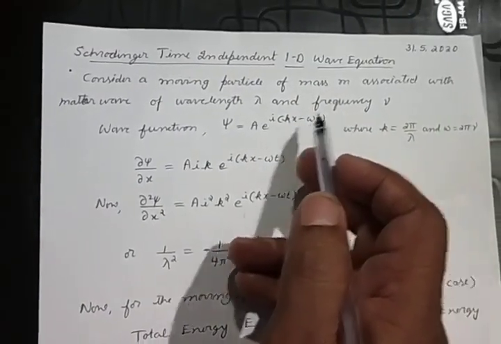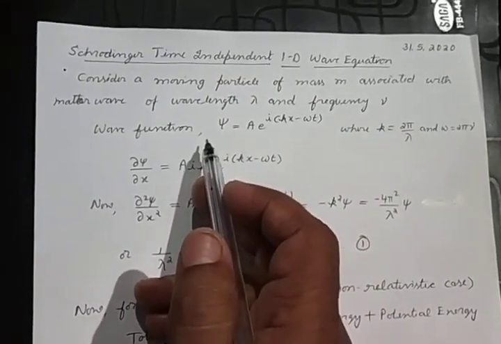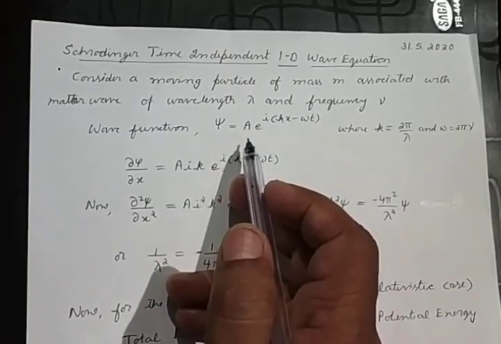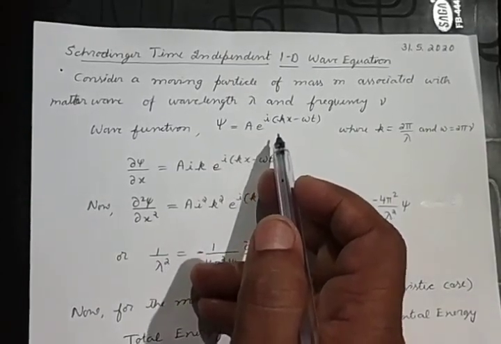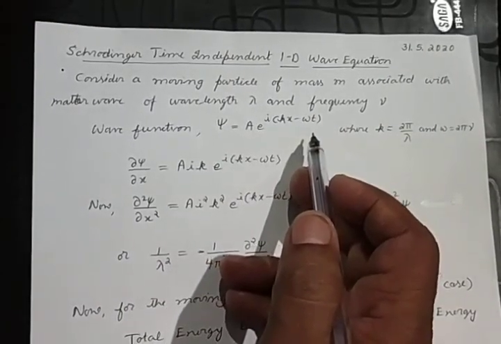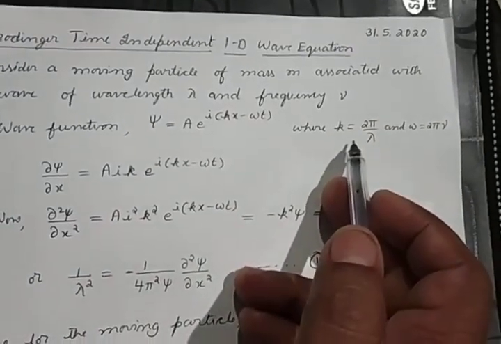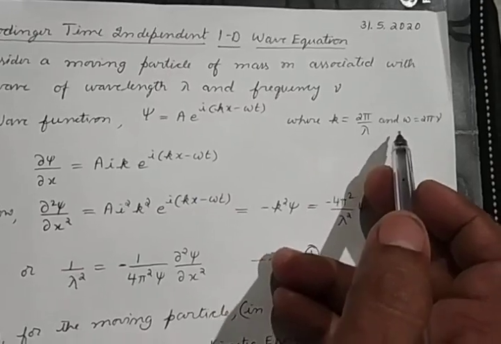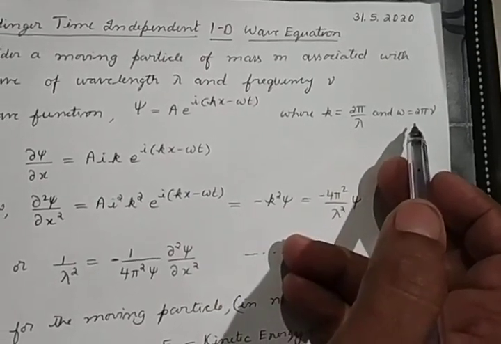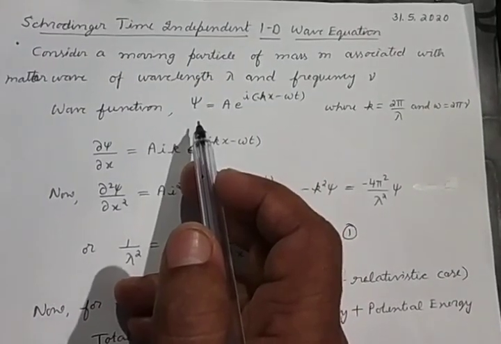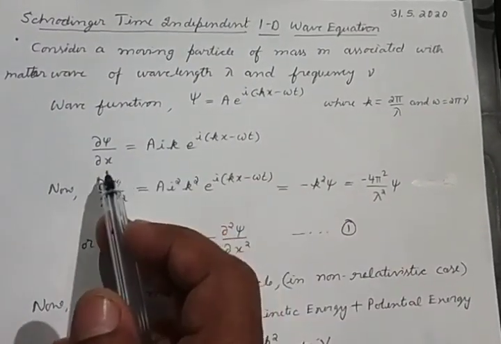So then we can have the wave function for this moving particle as a complex function given by psi is equal to A e power of i into (kx minus omega t). Here k is the wave number given by 2 pi by lambda, and omega is the angular frequency 2 pi nu. Now let us differentiate this wave function psi partially with respect to x.